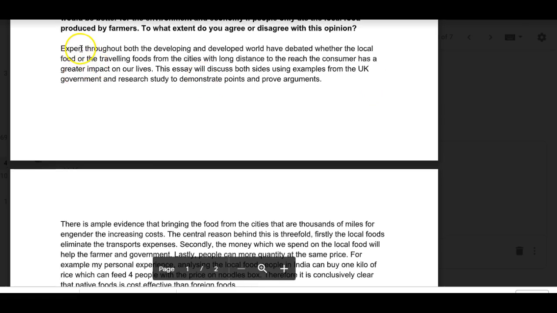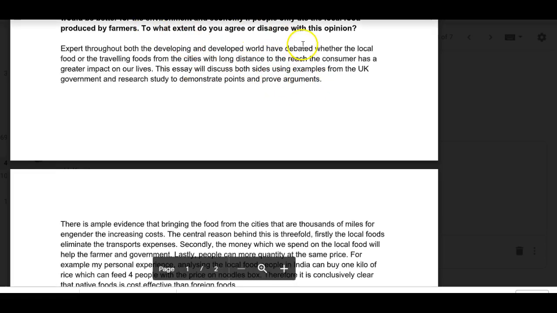Experts throughout both the developing and developed world have debated whether local food or food traveling from other areas. No. Let's try that one more time. I'm trying to read and correct at the same time. So, experts throughout both the developing and developed world have debated whether local food or food traveling to the cities a long distance to reach the consumer has a greater impact on our lives. Okay, this essay will discuss both sides using examples from the UK government and research studies to demonstrate points and prove arguments. Okay, but you didn't tell me what that argument is.